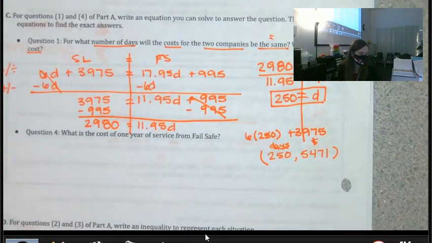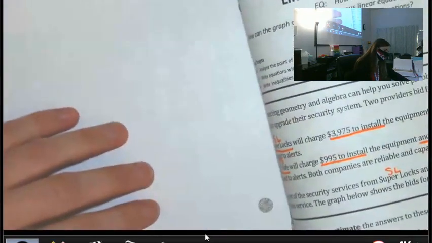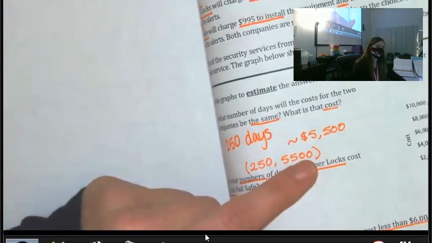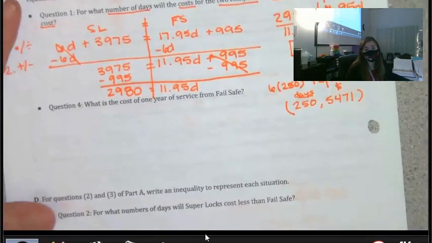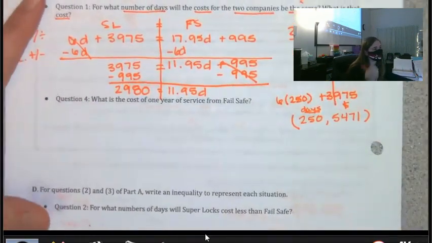Okay, $5,471. What did we say it was? We said 5,500, right? We were close. Hey, it's always good to overshoot than undershoot in my eyes.